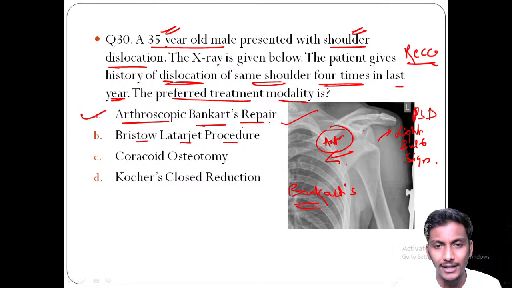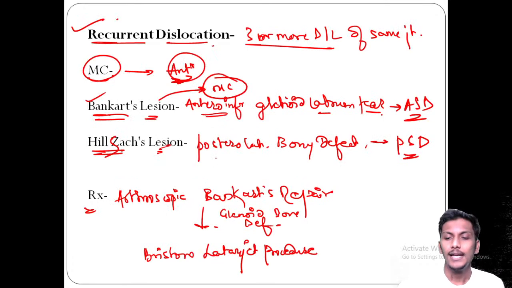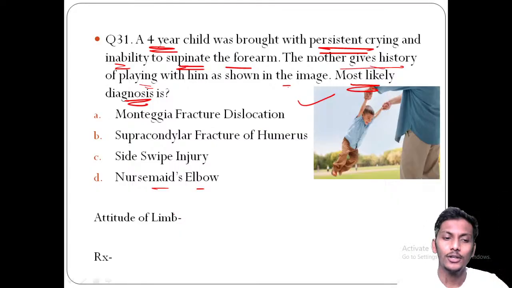Moving further, in the Bristow-Latarjet procedure we actually perform coracoid osteotomy. So Bristow-Latarjet procedure and coracoid osteotomy are one and the same thing. Important one. Then moving further to our next one, guys. So these are some important shoulder diagnoses.